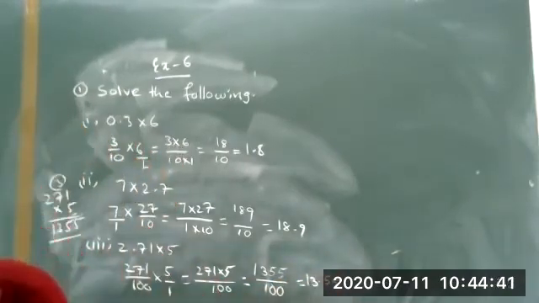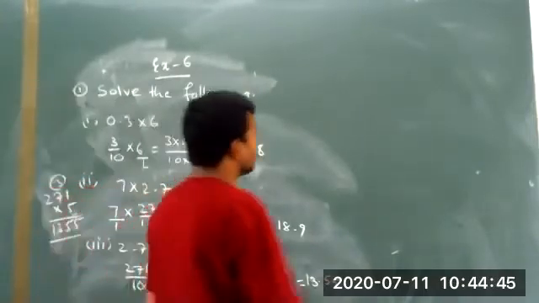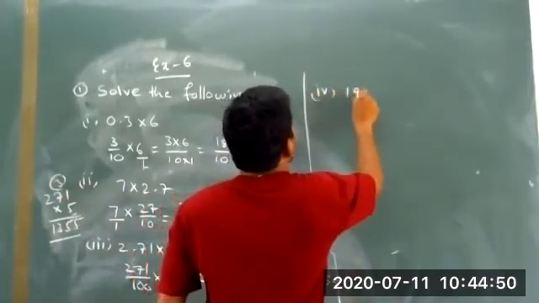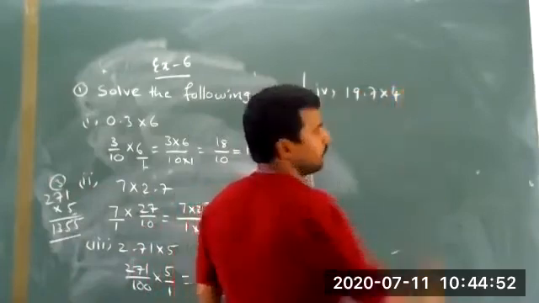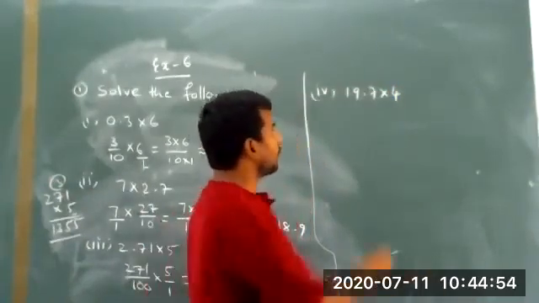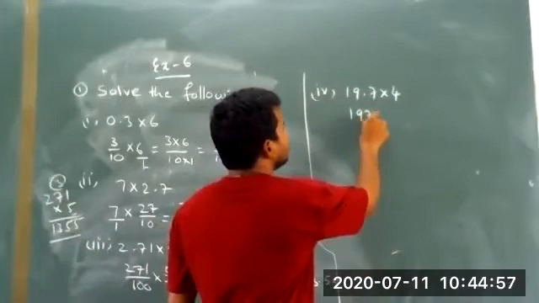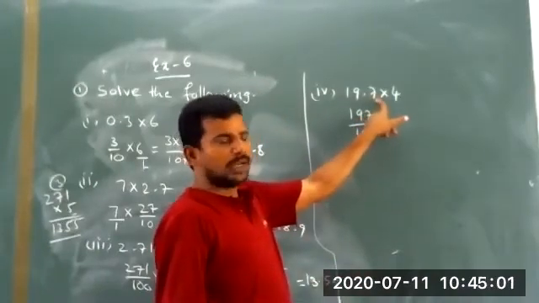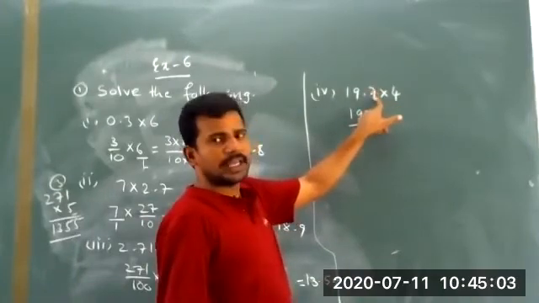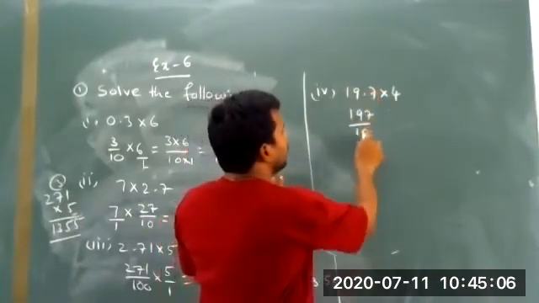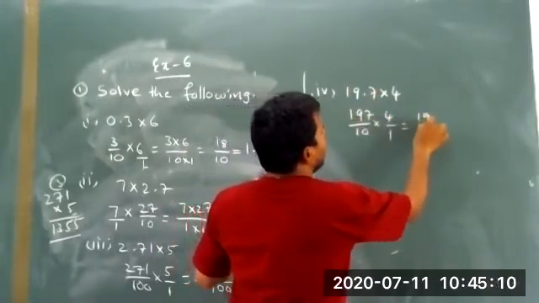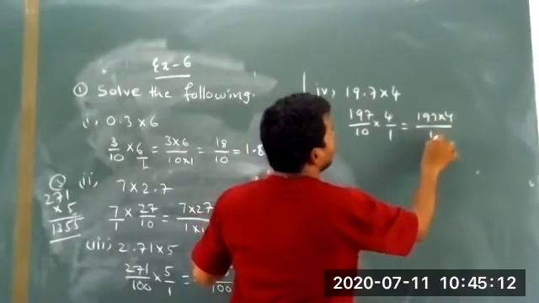13.55. Next problem, fourth one, 19.7 into 4. Take this one. 197 by how much, children? 10. Why? Because here in the decimal place there is one digit. So 197 by 10 into 4 by 1. So 197 into 4 by 10.